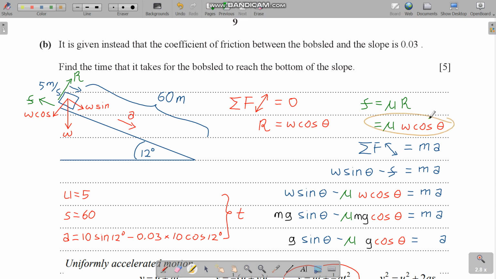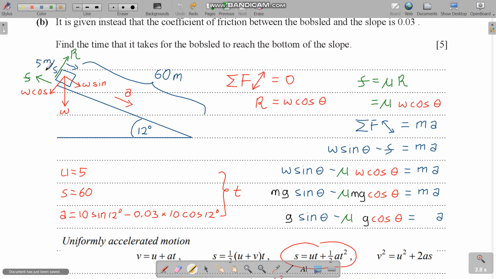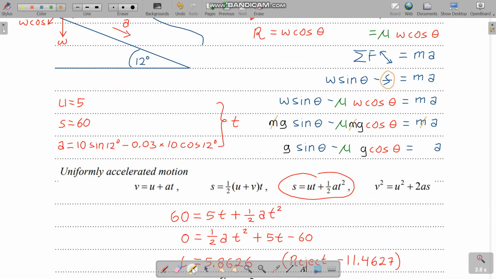Now for the sigma F along the slope, we have the friction and the W sine, and we use sigma F equals ma. The acceleration is down the slope, so this W sine is positive, this F is negative. So this is the sigma F, and now we plug in F equals this, and W is mg, and we cancel out the m. So we have the acceleration, and we can find the number.